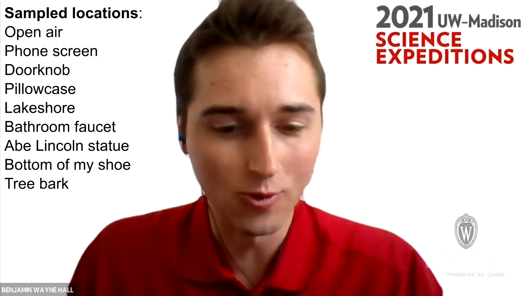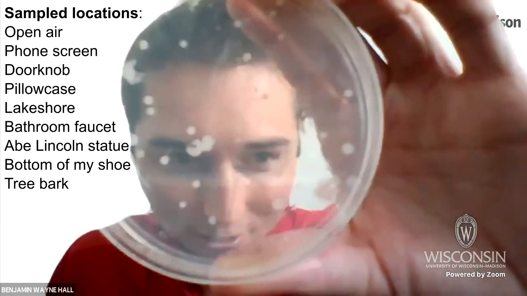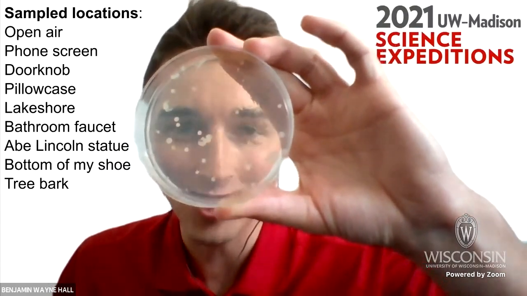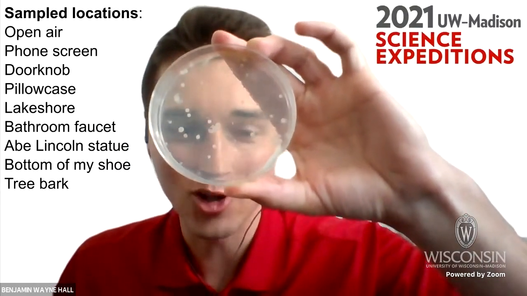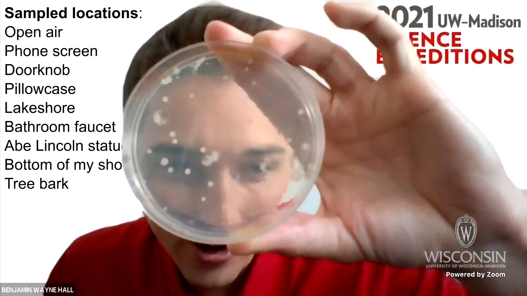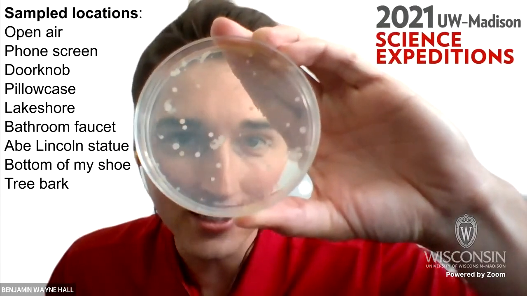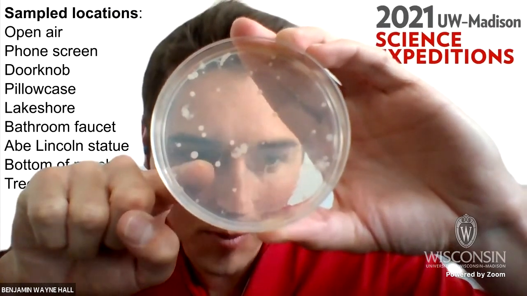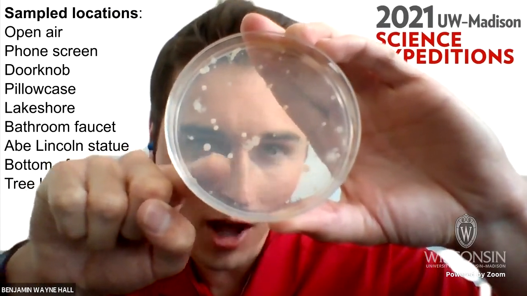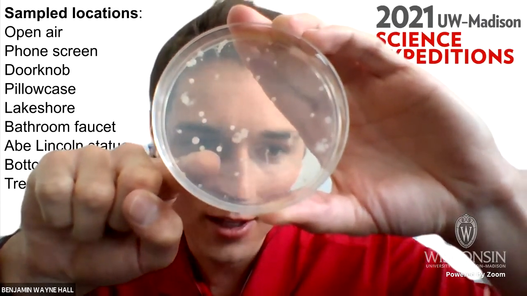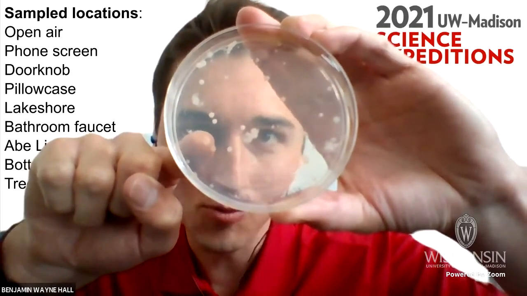Next, let's look at the bottom of my shoe. So here we see a lot more. It's obvious right from the get-go that there are a lot more colonies that showed up on this plate. We can see they vary in size and they also vary in color. So we have some that are more yellow, like right where my finger is. And then we have others that are more whitish. So, these two right next to each other: we have one that looks a little more yellow and one that looks a little more white.